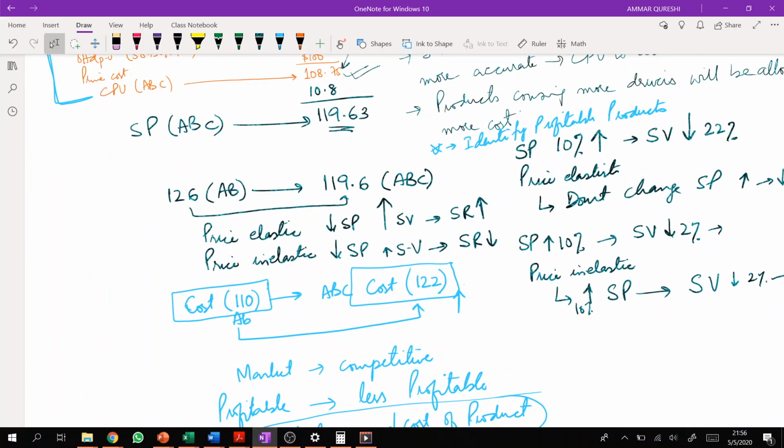Sometimes the examiner asks that there are three products. One's cost is going to increase in ABC, one cost is going to decrease in ABC, and one cost is going to remain the same. If cost is going to remain the same, it's not a problem. If cost is increasing, that's a problem. If cost is decreasing, then we need to check whether we should pass that benefit to the customer or not, right?